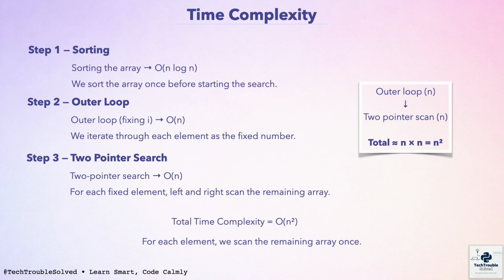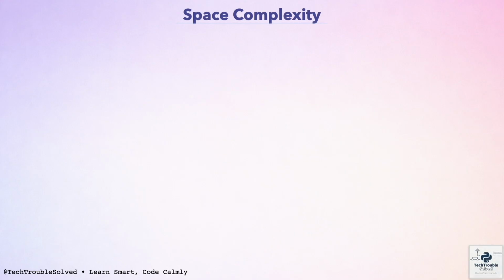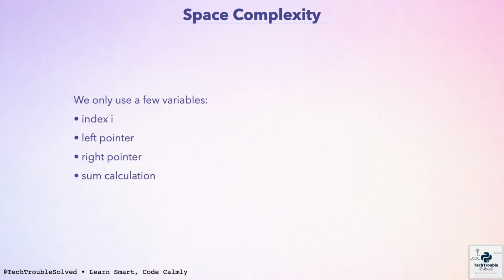Next, let's look at the space complexity of this algorithm. The algorithm only uses a few variables during execution. We maintain the index i for the outer loop along with the left pointer and right pointer for the two-pointer search. We also use a variable to calculate the current sum of the three elements. These are just a constant number of variables and they do not grow with the size of the input array.